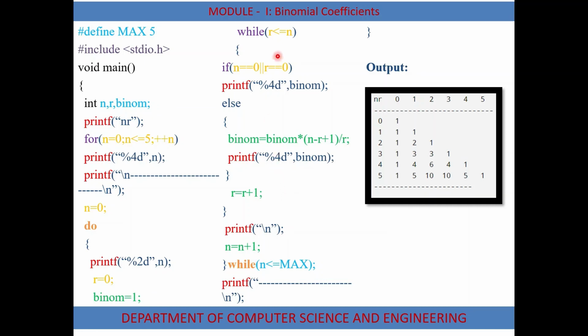Check the condition. Is 1 less than or equal to 2? Yes. Check this: if 2 equal to 0, no. r is 1. Is 1 equal to 0? No. This condition fails. Jump to the else part. Binomial is equal to binomial 1 into 2 minus 1 plus 1 divided by 1, that is 2. Print the value of binomial, that is 2. After this, increment the value of r by 1 and so on. This will be repeated until this condition fails.